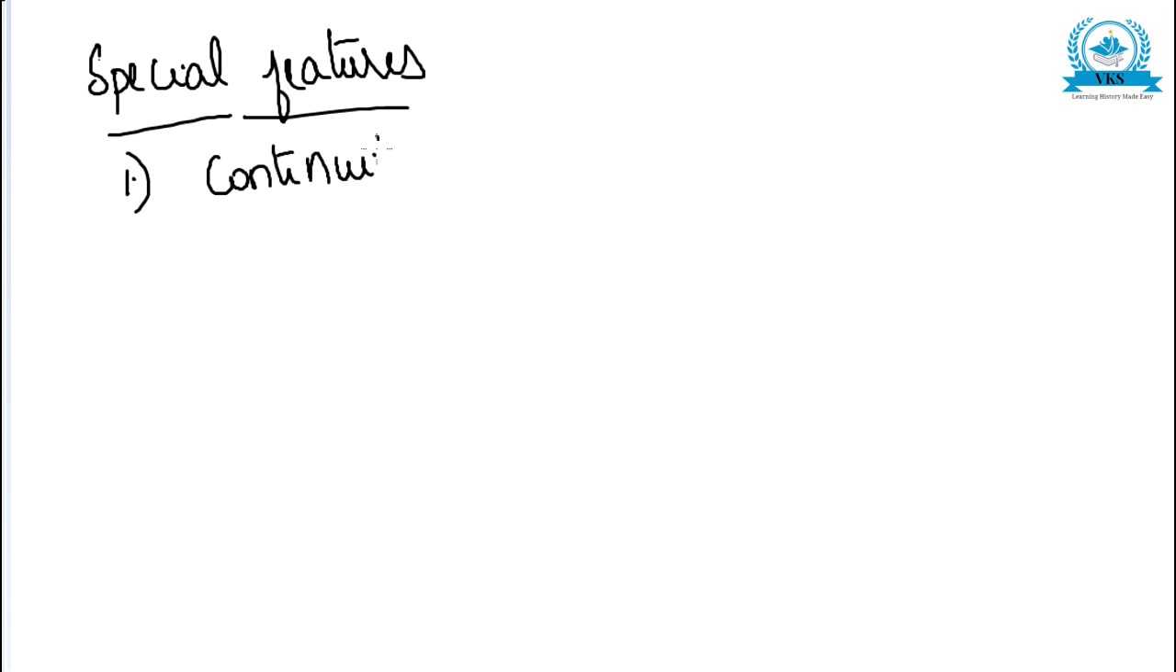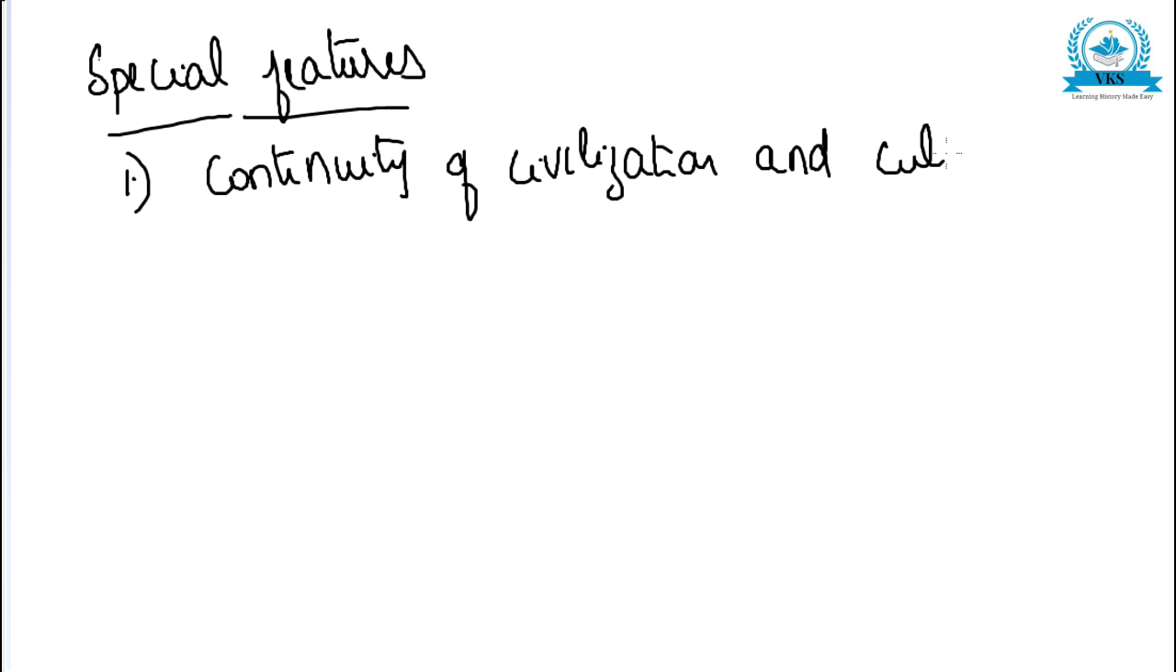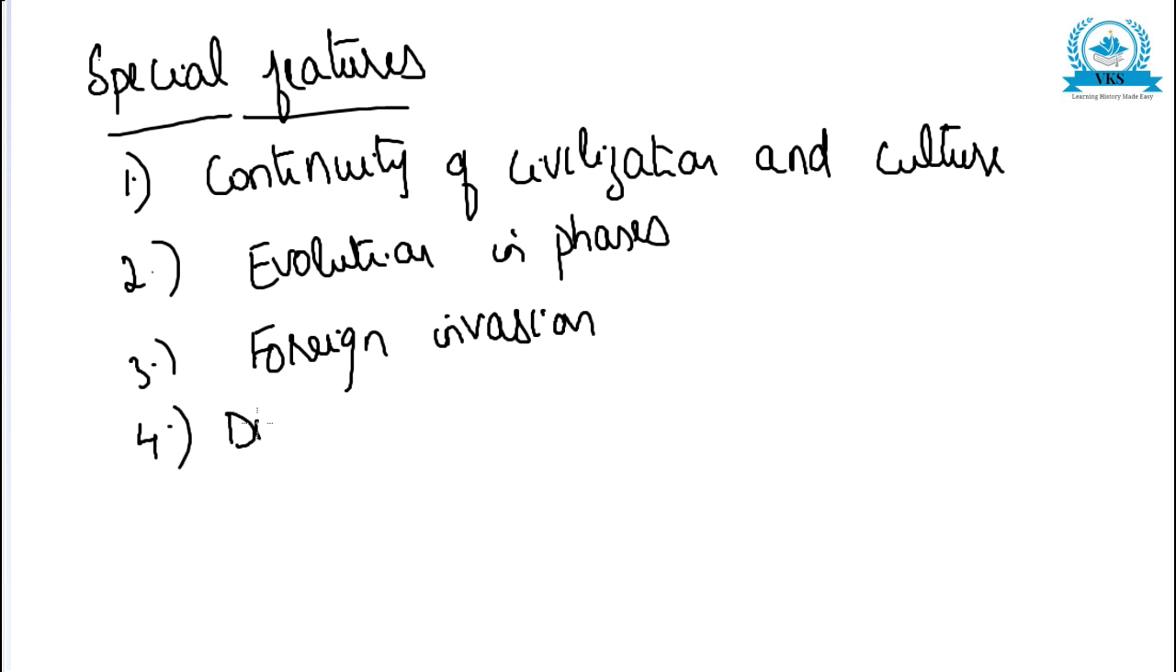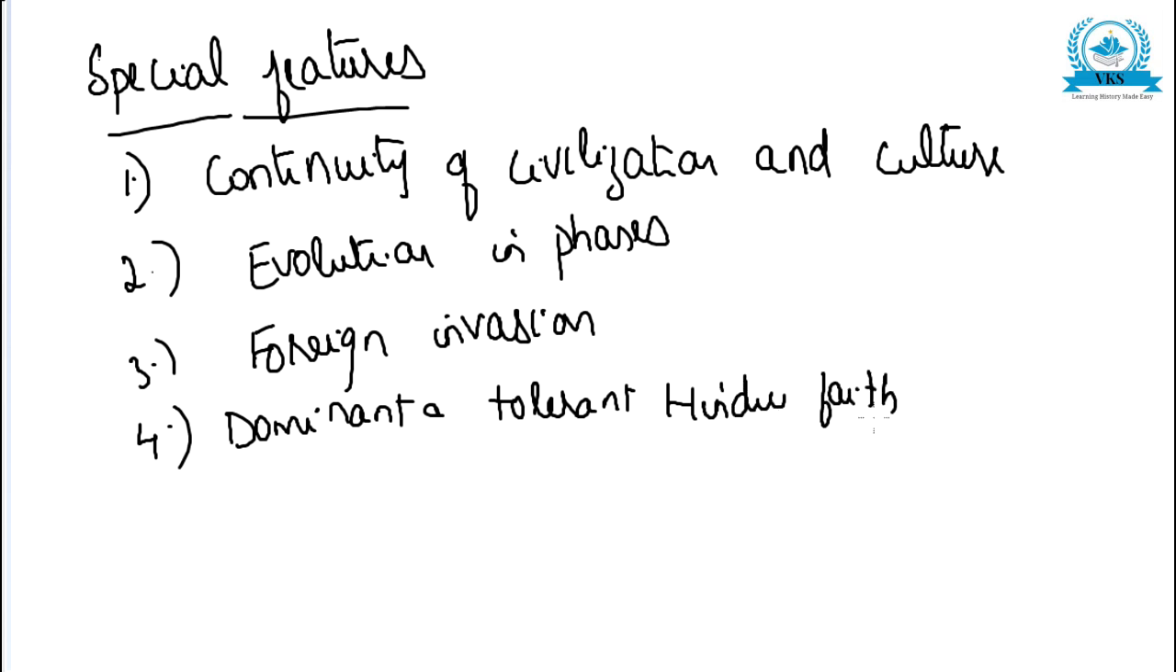So this is a very important question. If a question comes to explain the special features of Indian history, you have to write 7 main points and explanation. So the first point which you have to write is continuity of civilization and culture. That is the first point you have to write. You can write the point and then you have to explain. Second point you have to write is evolution in phases, how stage by stage Indian history developed. The third point which you have to write is foreign invasion, how different foreigners came to India and they became part of our culture. Fourth one is about dominant and tolerant Hindu faith. That is the fourth feature, how India is tolerant towards all religions.